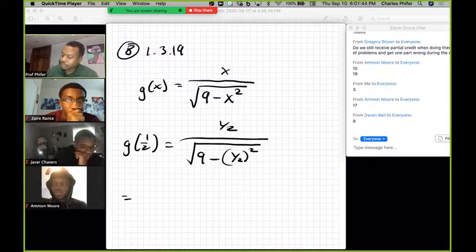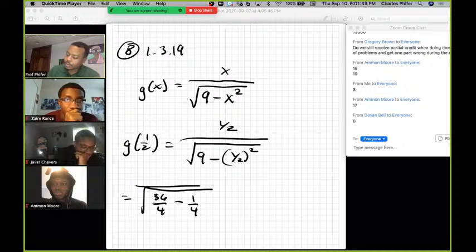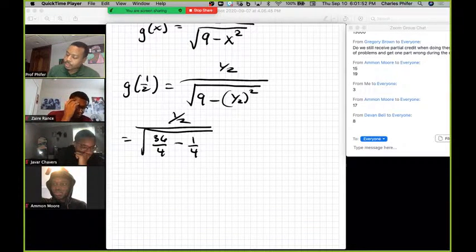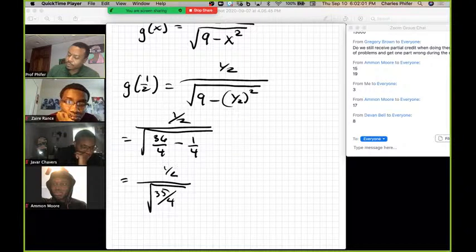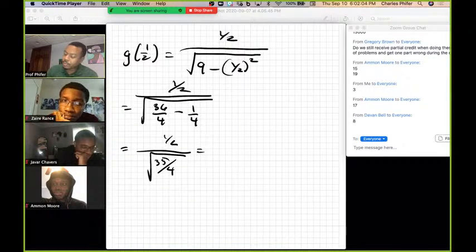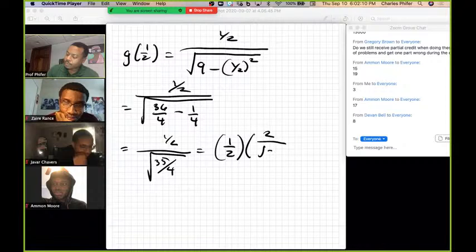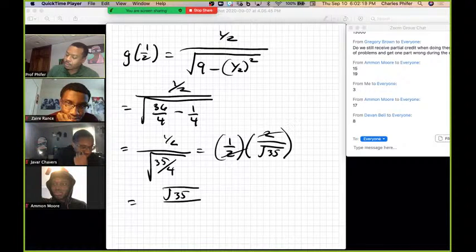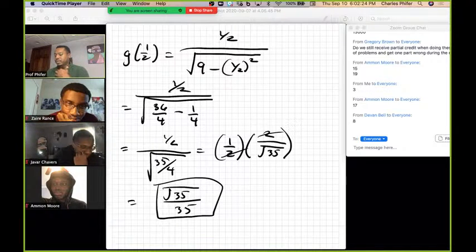So that's going to be 36 over 4 minus 1 over 4, square root, over 1/2. Then that's going to be 35 over 4, square root of that, over 1/2. To divide fractions, we can do keep, change, flip. So this becomes 1/2 times 2 over the square root of 35. These cancel. And then if we rationalize, we'll get root 35 over 35. That's the gist. Hopefully that wasn't too fast.